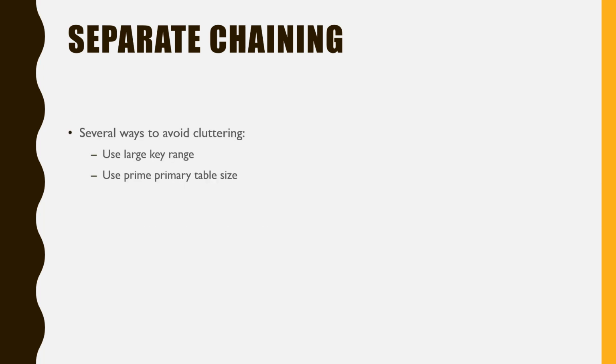Here, we'll present two simple recommendations to avoid record cluttering. First, we should use a large key range, which should be much larger than the hash table size. Second, we should choose prime numbers to be the size of the primary table, as well as the divisor of the modulo operation in the hash function.